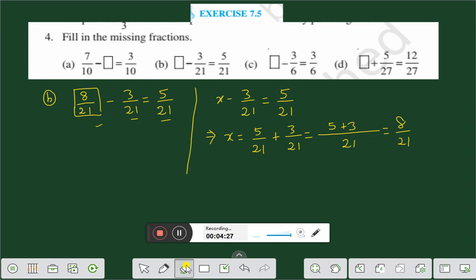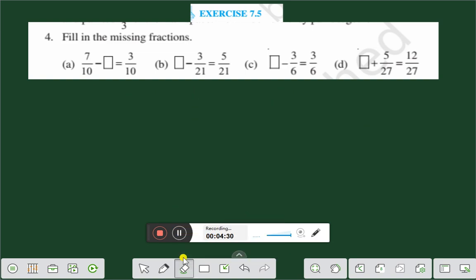Now we will go to question number C. In both methods, you can solve the problem, right? Now question number C is dash minus 3 by 6 is equal to 3 by 6. Here you see the denominator is 6, therefore the denominator will be 6. Right? And from what number should 3 be subtracted so that you get 3? That is 6. Right? 6 by 6. If you take the LCM as 6, 6 minus 3, that is 3 by 6.